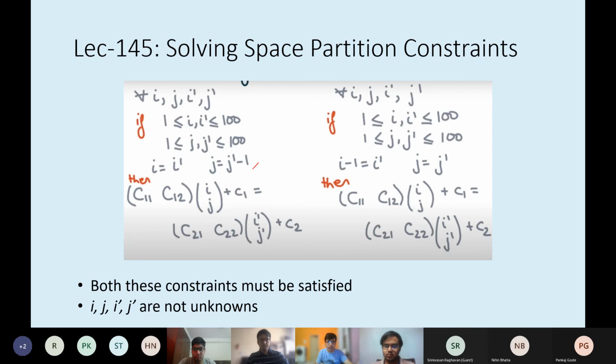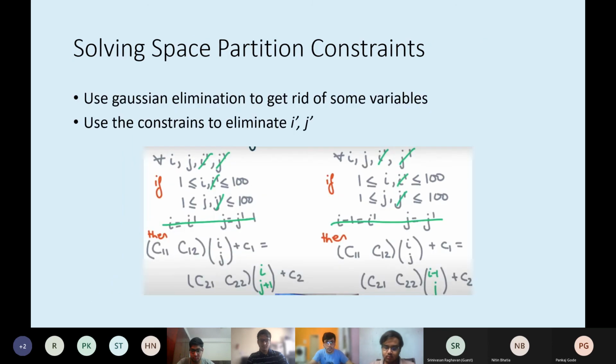Then, as discussed earlier, ij, I prime, and j prime are not unknowns because we have a for all quantifier on them. So first we'll use Gaussian elimination to get rid of some variables. How we could do that is we could use the constraints to eliminate I prime and j prime. So we could just substitute the value of I prime and j prime using these constraints we have here, and we could get new equations with fewer variables.